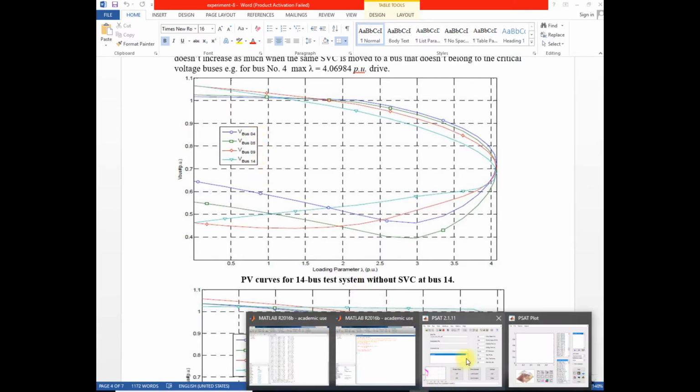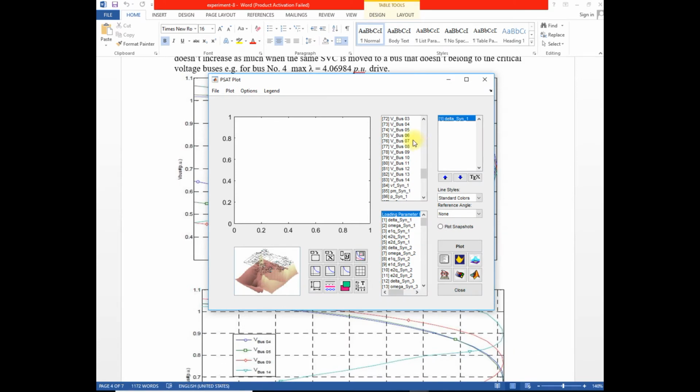So in this simulation, we select the voltage of bus numbers 4, 5, 9 and 14. The loading parameter is on the x-axis, and these voltages come on the y-axis. The loading parameter indicates that as the load is increasing, the voltage is decreasing. So you can plot here, click on this plot.